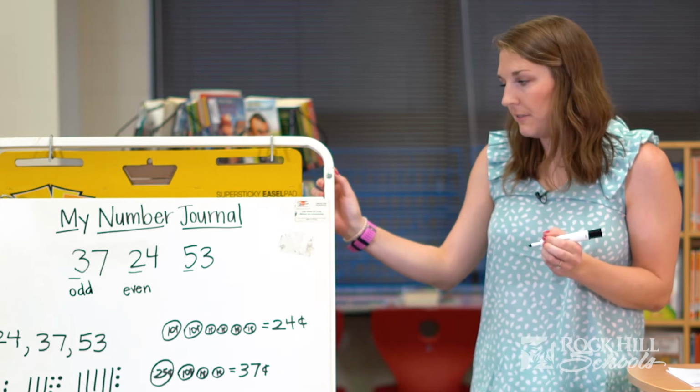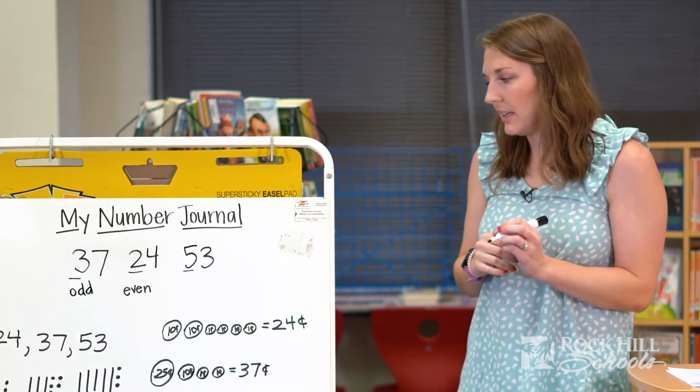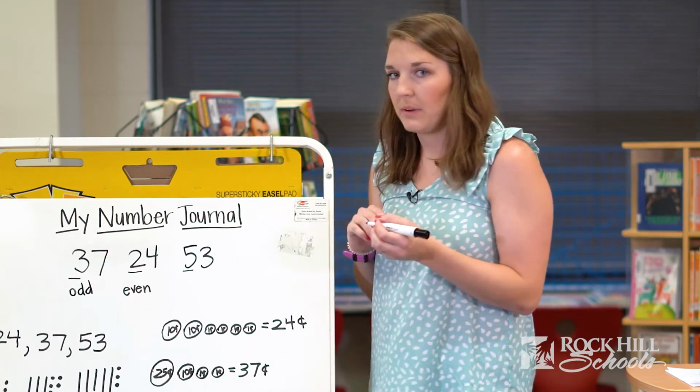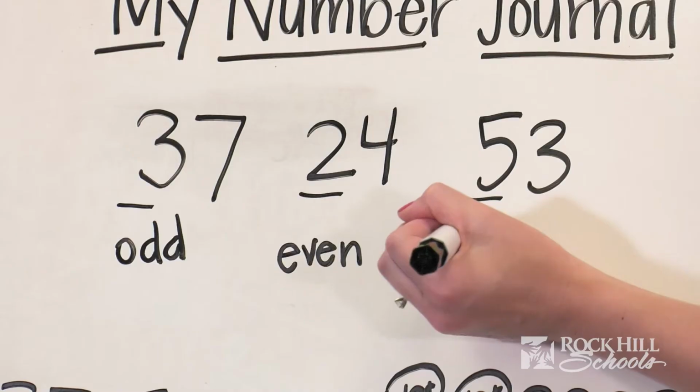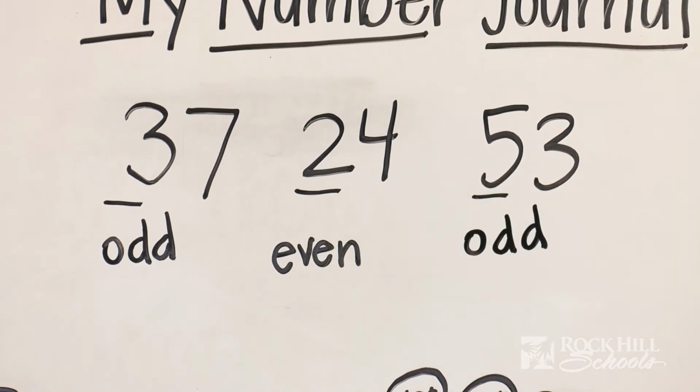And then we have 53. So if we look at the ones place and we look at the 3, we can see that we would have 2 in one group and 1 in the other. So that also makes 53 odd.